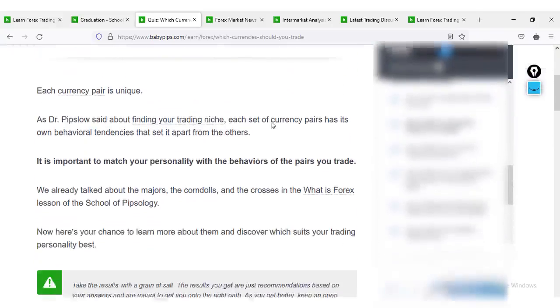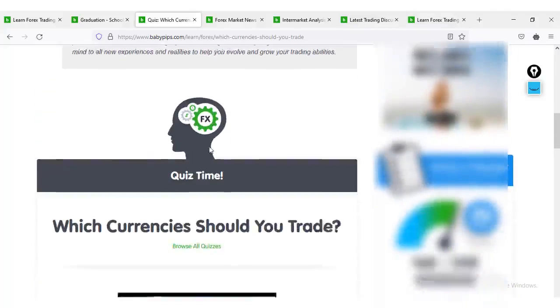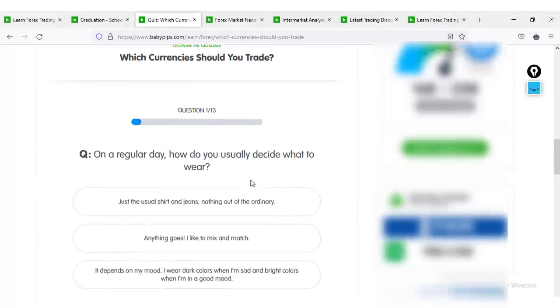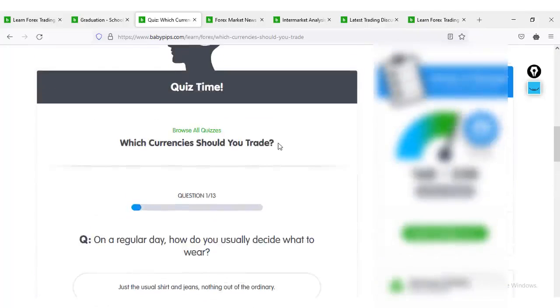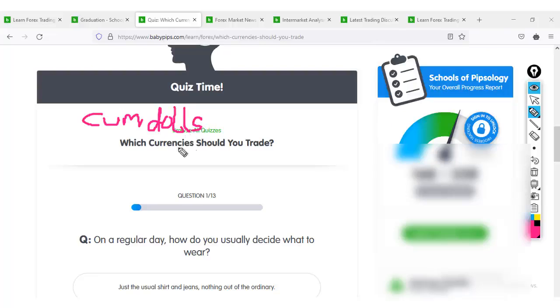currencies should you trade? There are a lot of currencies, AUD, USD, GBP, and all those. So you start the quiz and you answer the questions. From your answers, at the end of the day, it tells you the kind of currencies you should be trading. I did mine, and at the end of the day, I was told that I better trade these currencies. That's what I was told.